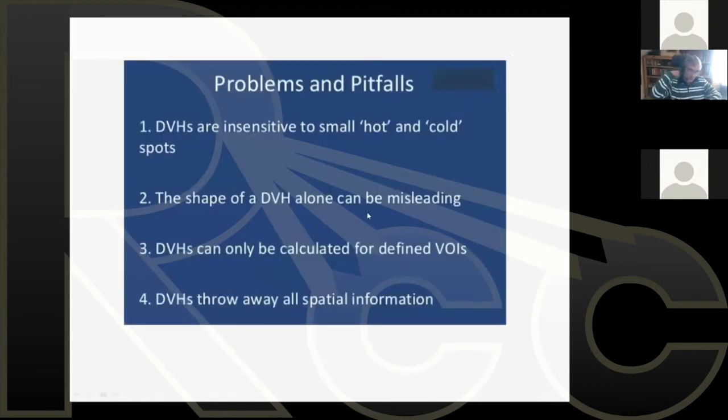Some issues with dose volume histograms: they don't really quantitate hot spots and cold spots very well. The shape can be very misleading if you don't know how to read it. Dose volume histograms can only be calculated if the doctor or the physicist or the planner has contoured an organ at risk or a target volume, and you have no spatial information. By that I mean it doesn't show you where in the target the high doses are. It doesn't show you where in an organ at risk the high doses may be. So it's very important to know how to read these dose volume histograms and watch the shape.